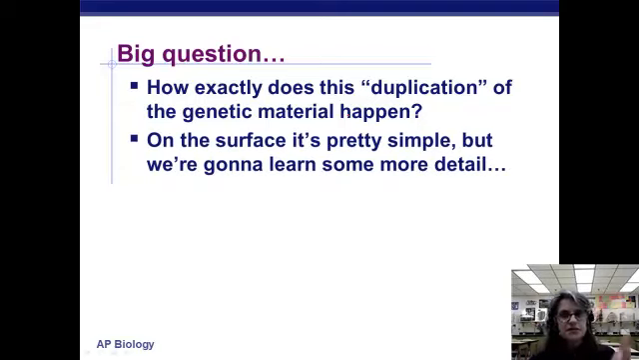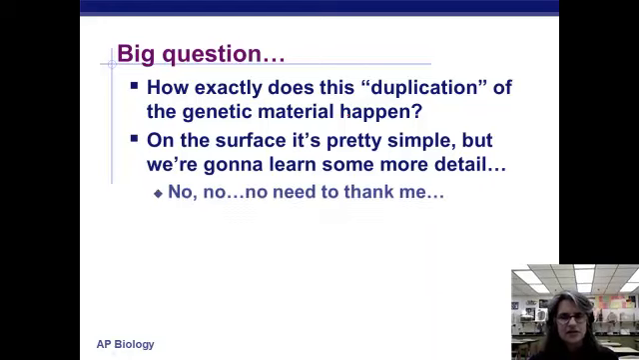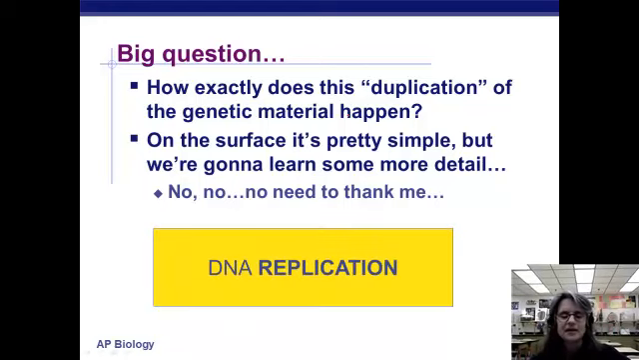On the surface, it's pretty simple. We know if we have an A on one side, we need a T on the other. But how molecularly, mechanically, can this occur in a cell? We are going to learn in more detail how this occurs. And yes, don't thank me. I know you'll be thrilled. But we are going to learn all about how DNA gets replicated, how it is copied.